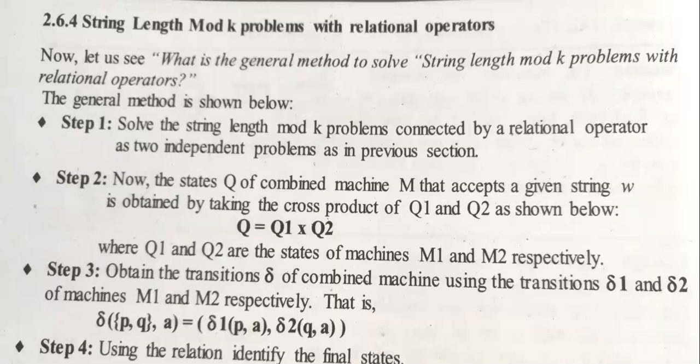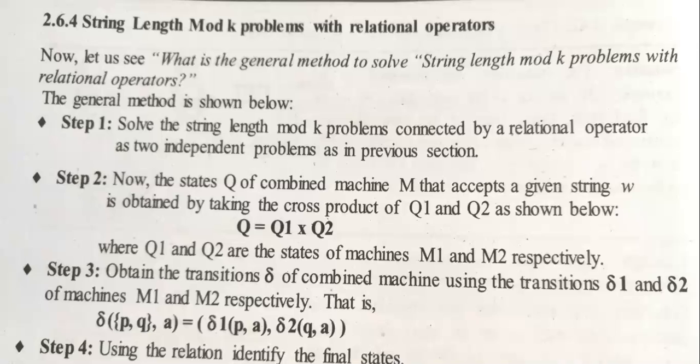Now we'll see, if you have such relational operators between two different machines, how we can solve it. The same procedure is involved over here, but the first condition we need to solve separately, and the second condition we need to solve separately. Then we need to go for merging them. Clear? We got some procedure. We don't have any formula or anything, we have a procedure, that's it.